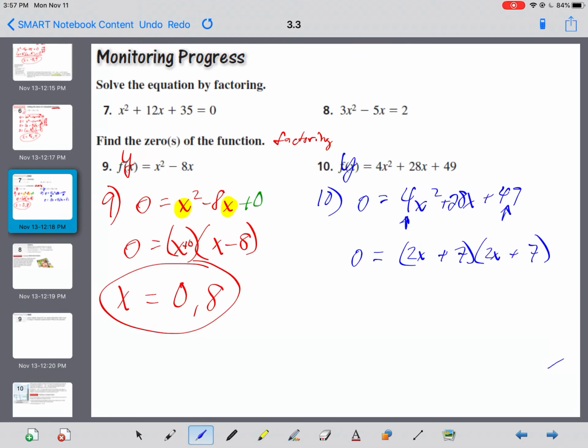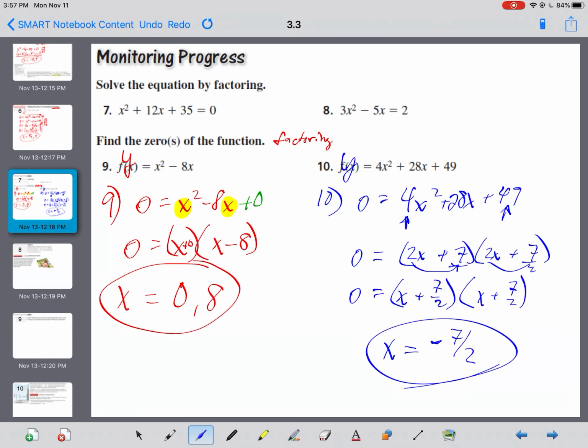So just like whenever we have the fraction and we're going to put it in factored form, we slide it in front of the x, we can go whoop, slide it back here and make it a divide. So we get 0 equals x plus 7 halves and x plus 7 halves. So x equals, opposite to get out, negative 7 halves. And we get it twice, but we only have to write it once. Just touches right there. Okay.